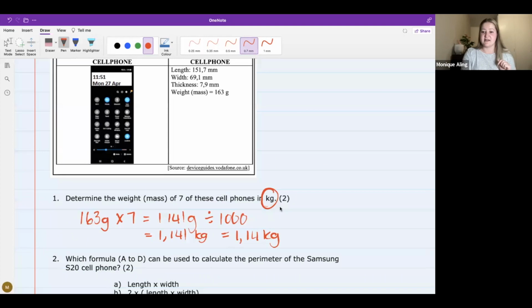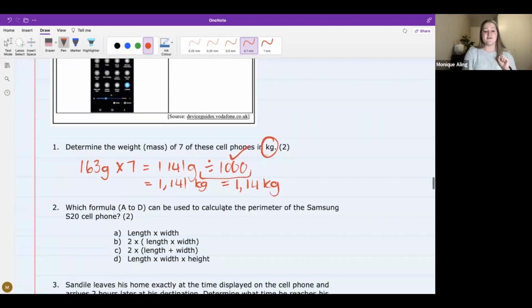Nice, nice. Okay, looks like we got that. Just remember to always show whatever you're doing with your conversion. If you're timesing by 100, dividing by 1,000, because you always get a conversion mark.